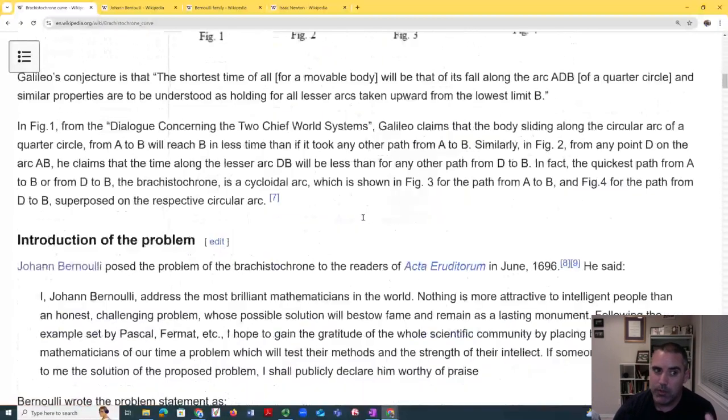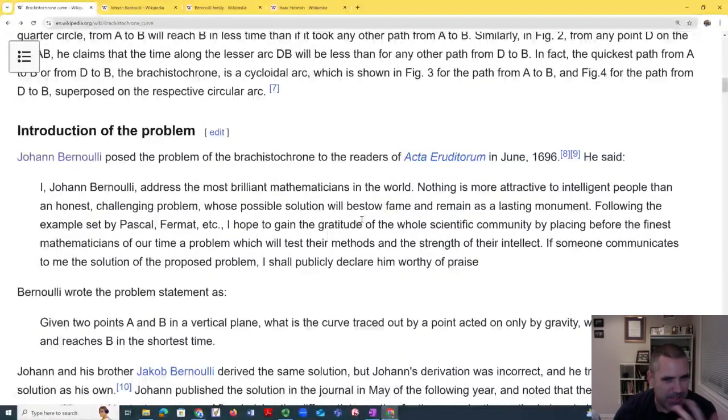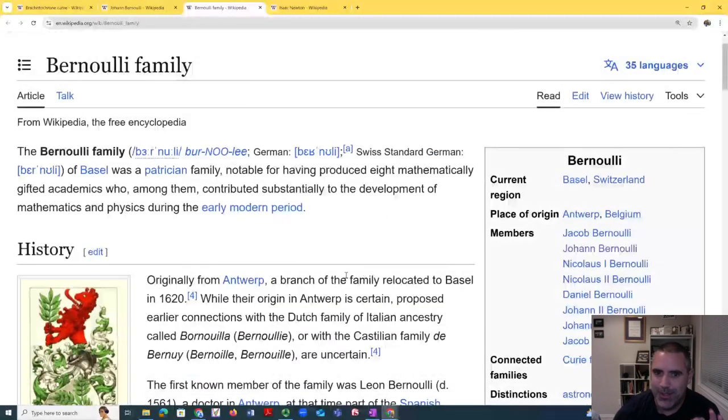Okay. So there's a long history of this problem and it being posed, people playing around with it, figuring out how much time for different shapes. And those setups would be similar to what we're talking about. But the first proof is attributed to Bernoulli.